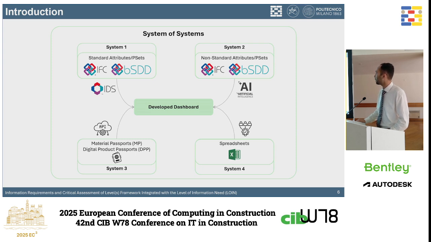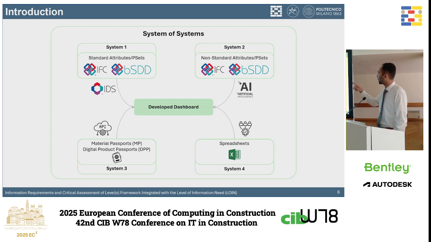So the first system tries to provide the information and find it in the standard attributes and property sets defined by the IFC and bSDD documentation. So we develop IDSs based on those information requirements, and we do this validation with system one. System two looks for information requirements which already exist in the IFC model, but not in a standard format. So we use matching, with help from AI.